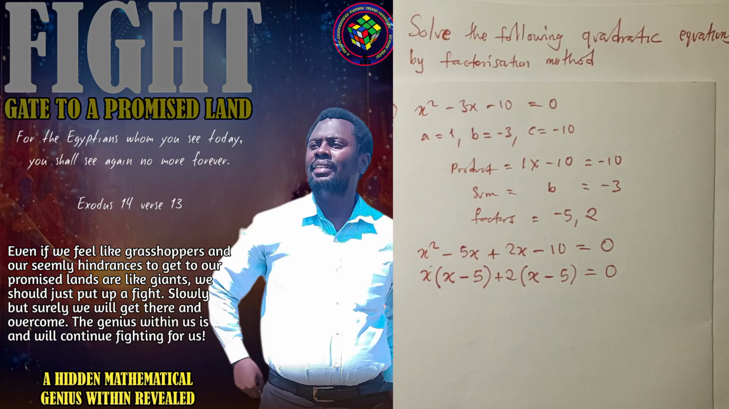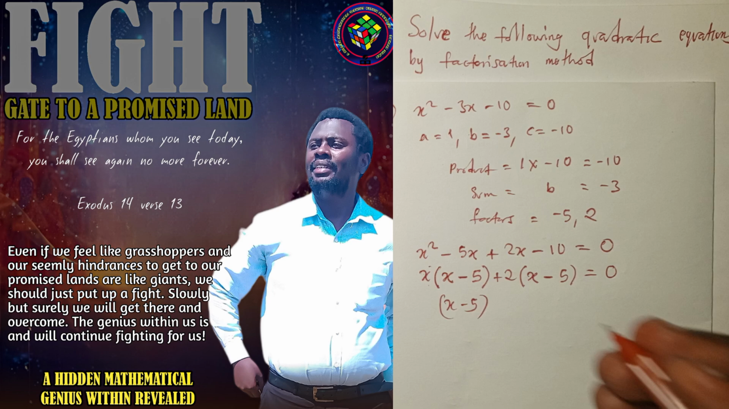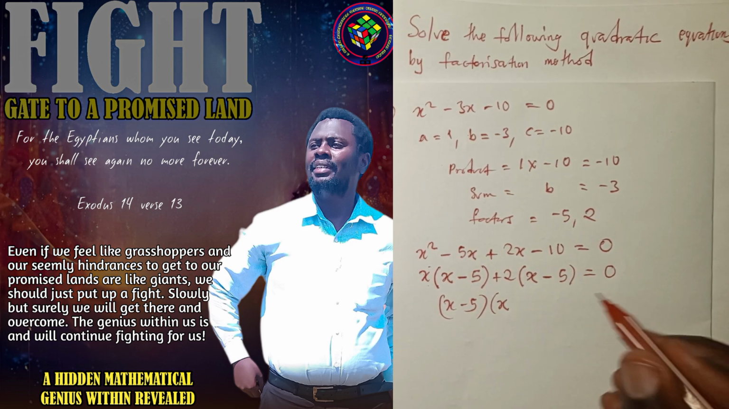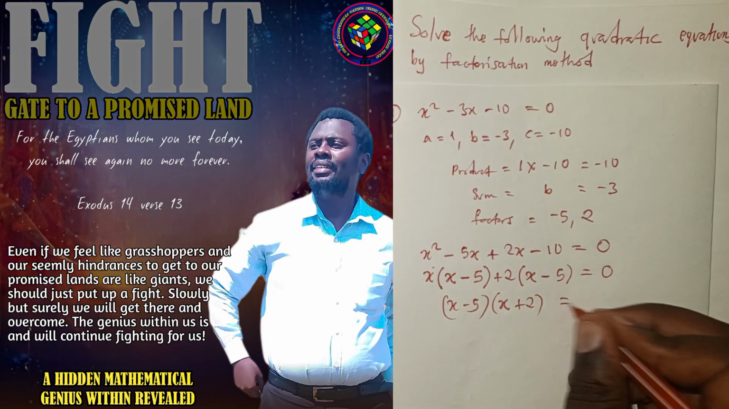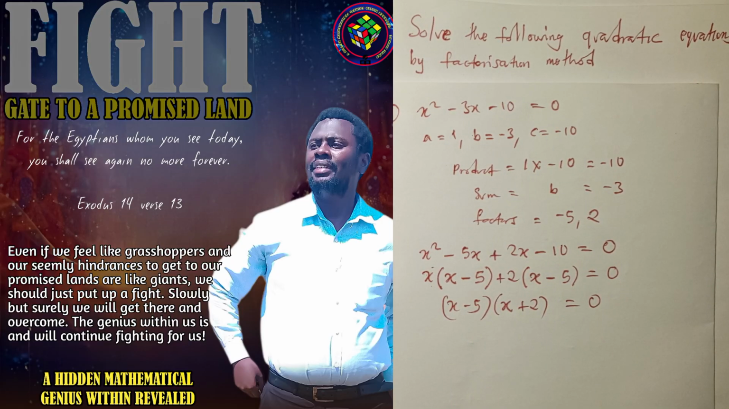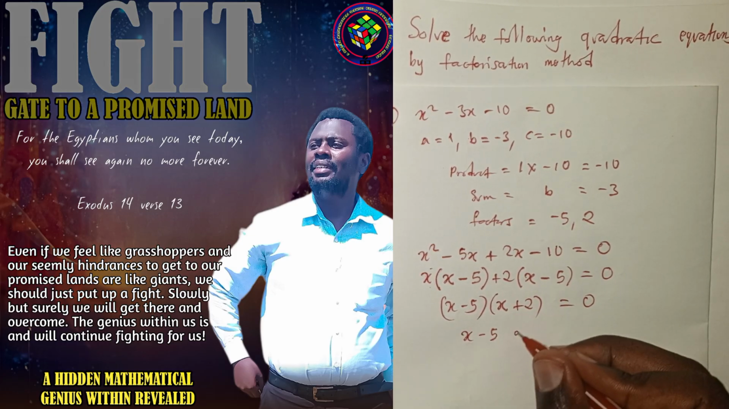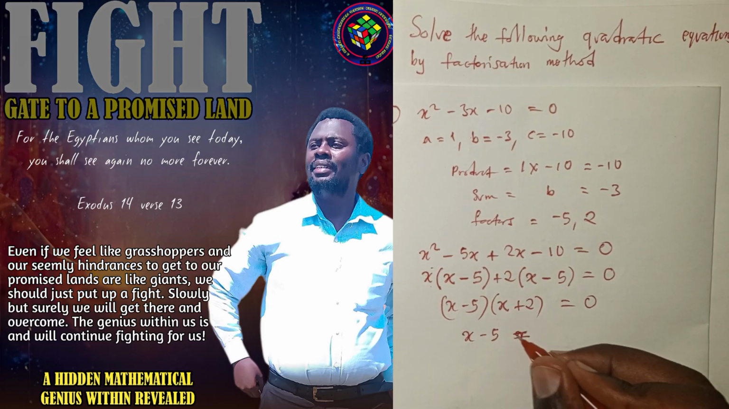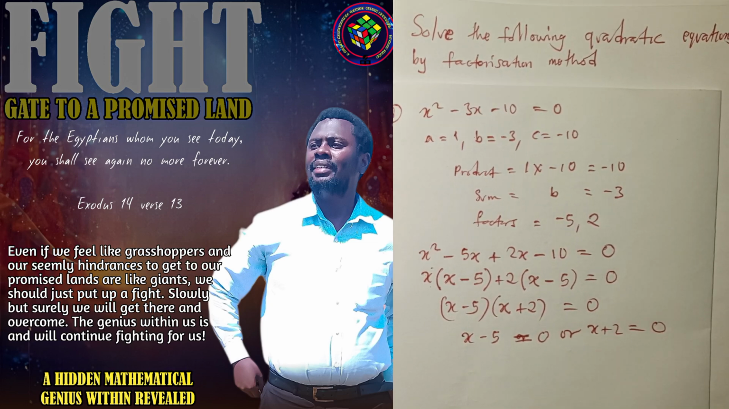Again, we can see that there is a common factor of x minus 5. So we divide out x minus 5. So when you divide out x minus 5 here, you remain with x. You divide out x minus 5 here, you remain with what? Plus 2. So again, we have the product of x minus 5 and x plus 2 equal to 0. So either x minus 5 is equal to 0 or x plus 2 is equal to 0.